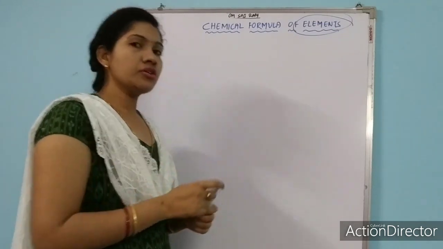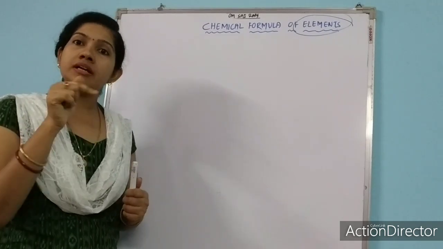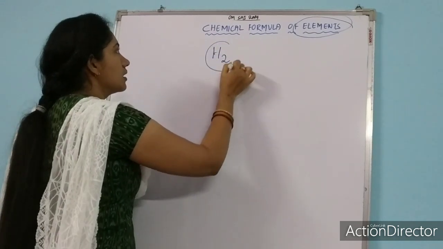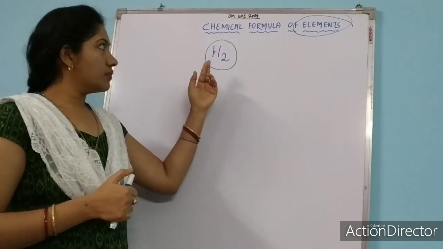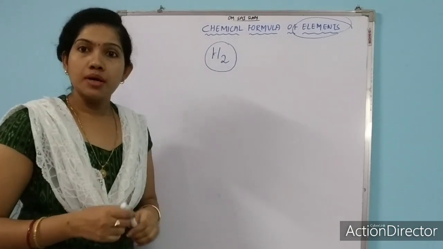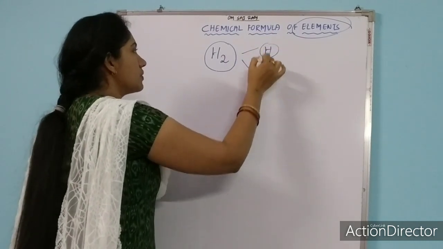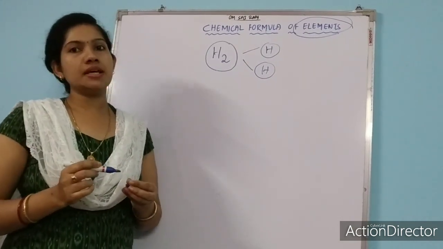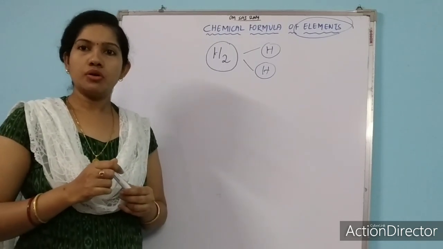Whenever we are talking about the chemical formula of an element, we are representing the atoms of an element. For example, if I write H2, who can tell what is the name of this element? This is hydrogen, which is represented by H2. How many atoms are present here? Here 2 atoms of hydrogen combine to form a hydrogen molecule, or we can say an element, because this is the combination of 2 hydrogen atoms.